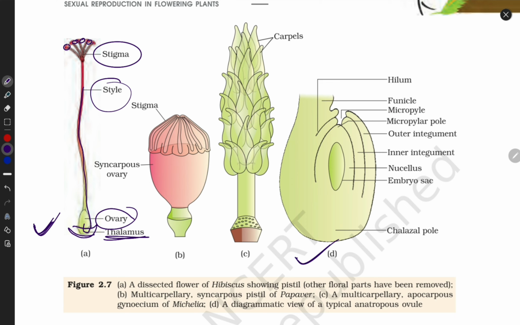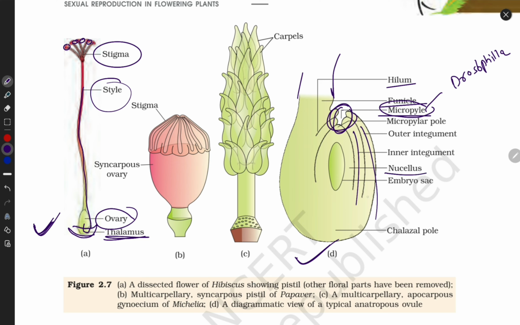Okay, this is the zoomed structure of the ovule. Look at here. This part is what? Hilum. Long part is what? Funicle. Yeah, this is a space. Micropyle. Micropyle, this word you will also hear when I teach you Drosophila. This is the outer integument, this is the inner integument, this is the nucellus, and here is the embryo sac, and these are the chalazal part. Here the pollen tube will come and fuse with the egg.